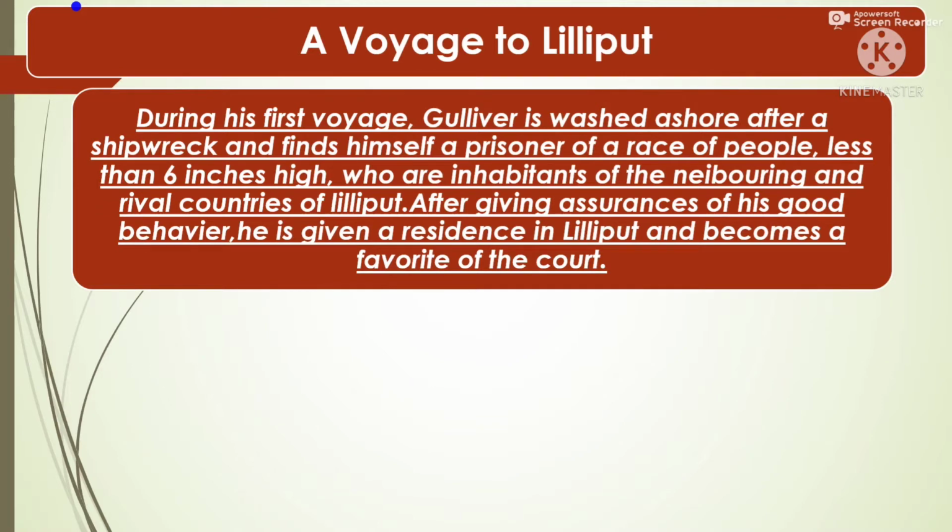Okay, a voyage to Lilliput. During his first voyage, Gulliver is washed ashore after a shipwreck and finds himself a prisoner of a race of people less than 6 inches high, who are inhabitants of the neighboring and rival countries of Lilliput. His ship was broken and he was captured by the Lilliputians. They were 6 inches in height. They trapped Gulliver in a net and tied him. You can also search on YouTube and see the video. I have already shown you in class. Or you can read the book. Voyage to Lilliput.